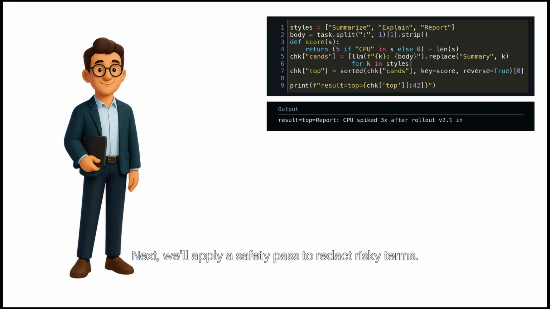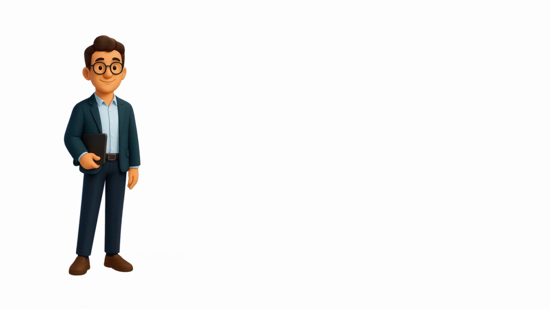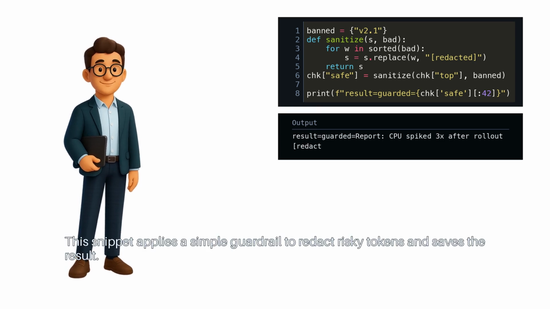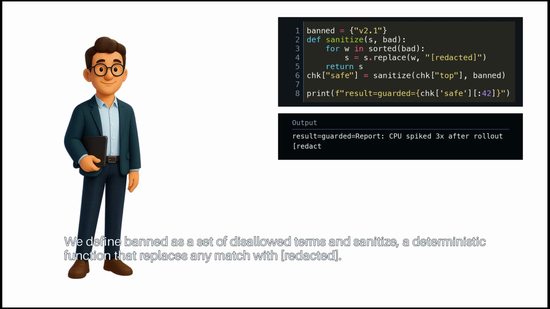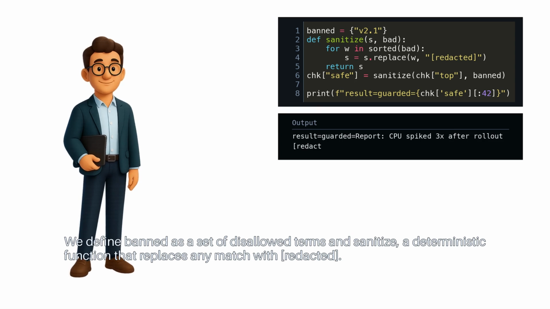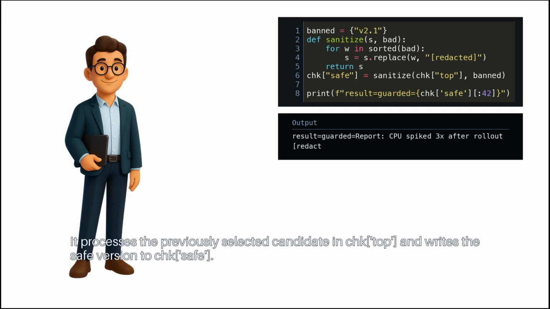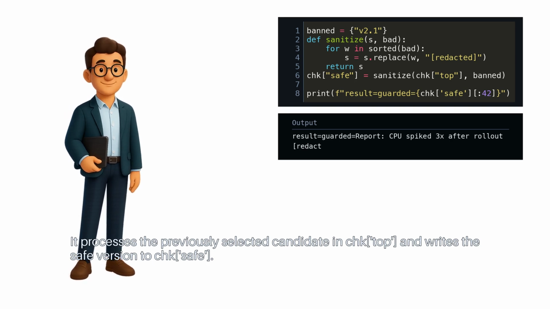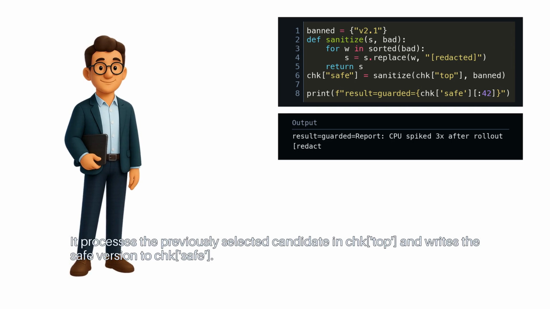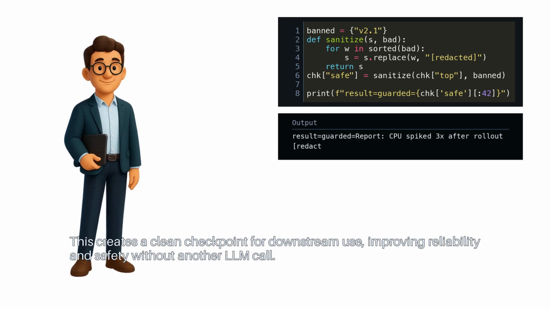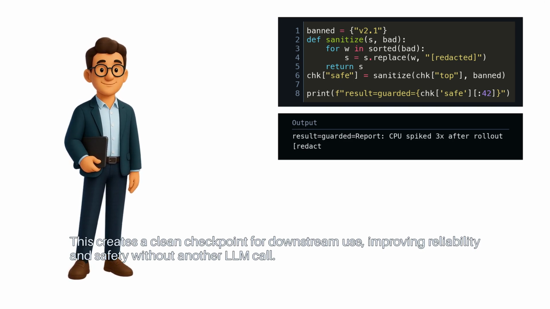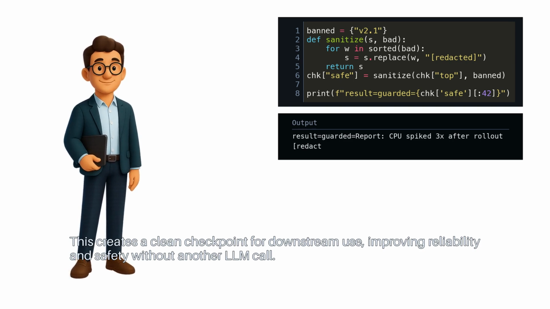Next, we'll apply a safety pass to redact risky terms. This snippet applies a simple guardrail to redact risky tokens and saves the result. We define banned as a set of disallowed terms and sanitize, a deterministic function that replaces any match with redacted. It processes the previously selected candidate in check top and writes the safe version to check safe. This creates a clean checkpoint for downstream use, improving reliability and safety without another LLM call.